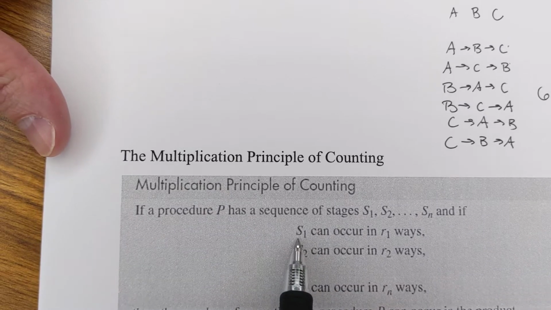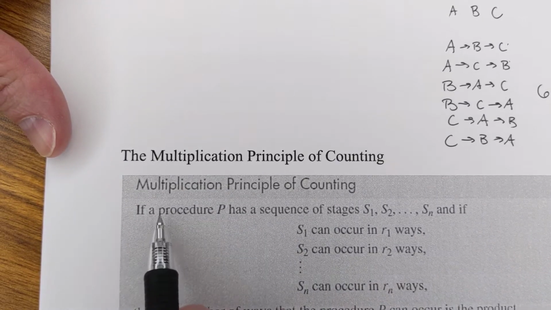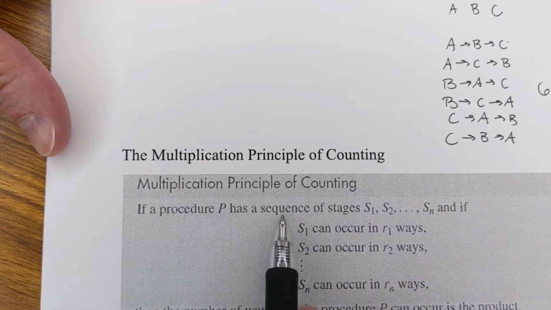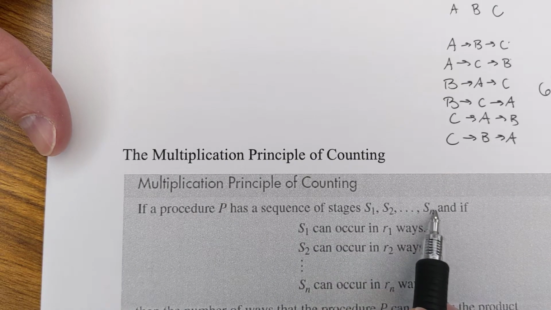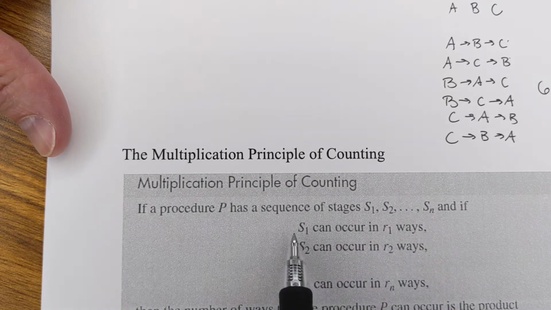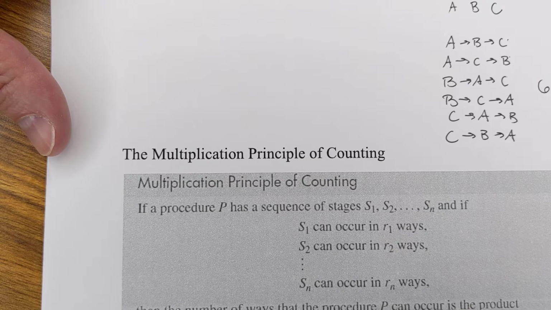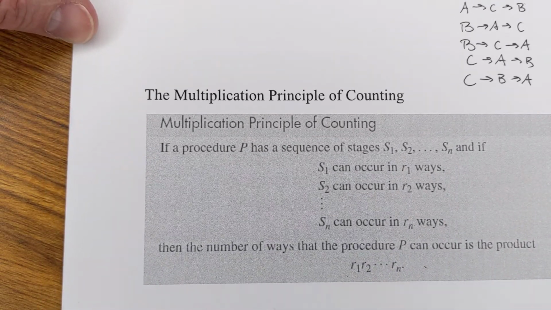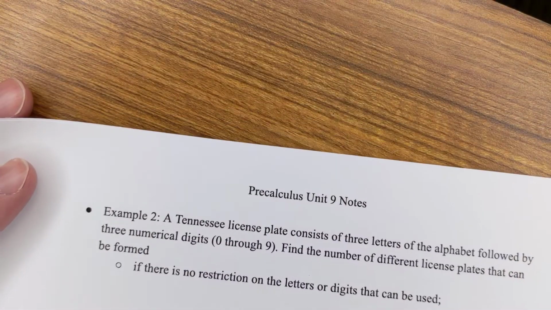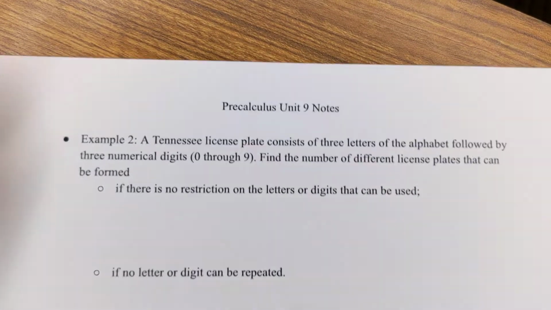Now you can also combine this together essentially. A procedure P has a sequence of stages, S1 to Sn, all the way up to however many stages you want to do. S1 can occur R1 ways, S2 can occur R2 ways, Sn can occur Rn ways. The total number of ways the procedure can occur is just the product of all the ways that the individual things can be chosen. So, let's look at example 2 here.